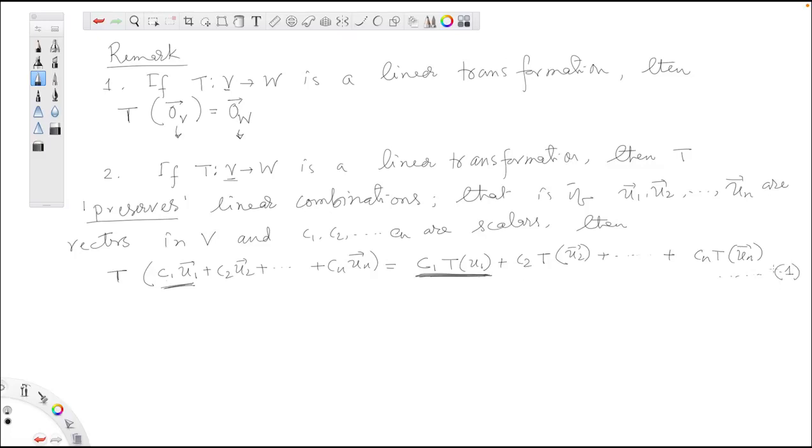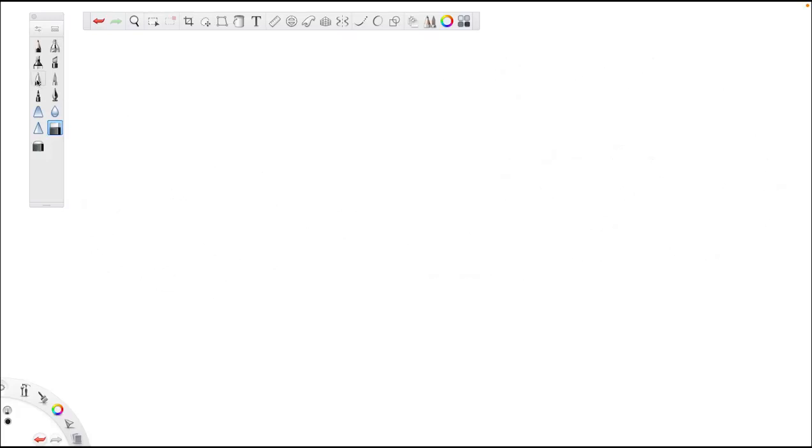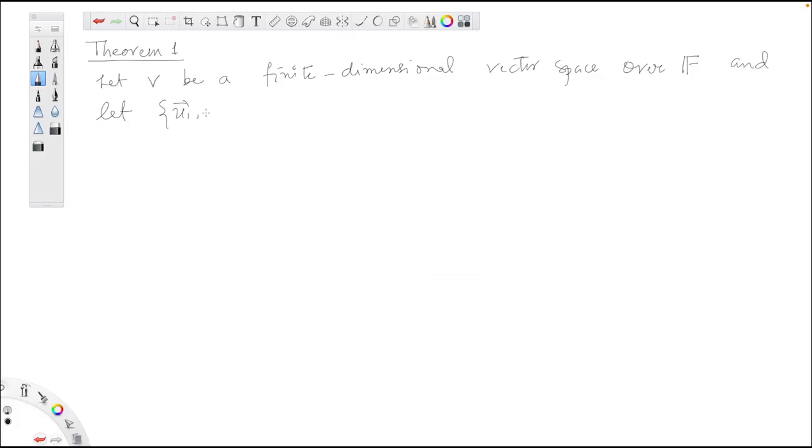We'll have our first result by means of a theorem now, which is a very important theorem. Let me erase everything and state this theorem first, and then I'll prove it. Theorem 1. Let V be a finite dimensional vector space. We want a finite dimensional vector space so that we have a finite basis, right? Finite dimensional vector space over F and let U1, U2 all the way up to Un be an ordered basis for V. So we are choosing the dimension of the vector space V to be n.